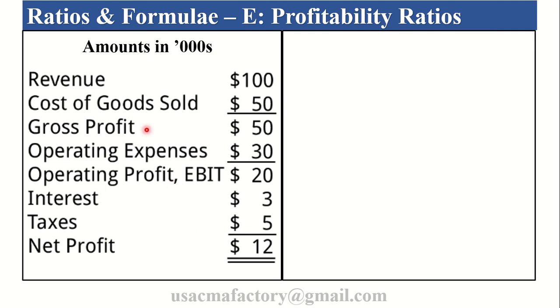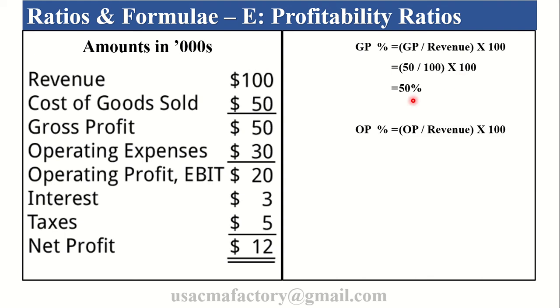Some numbers are shown here. These are used in our examples. Gross profit percentage is equal to gross profit divided by revenue times 100, which is gross profit 50 divided by revenue 100 times 100, equal to 50%.